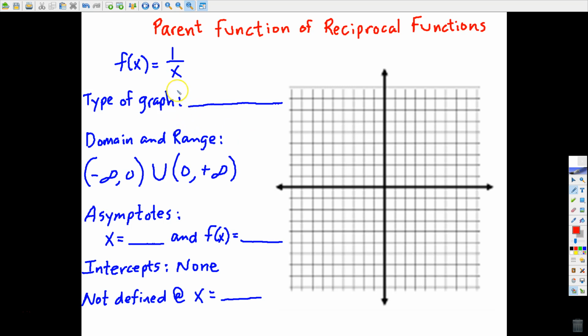So let's go ahead and I'm going to do the graph, and then we will be able to fill in some blanks. I think the blanks will make a little bit more sense once we have the graph to look at. So I'm going to make a table of values, just a little XY table.